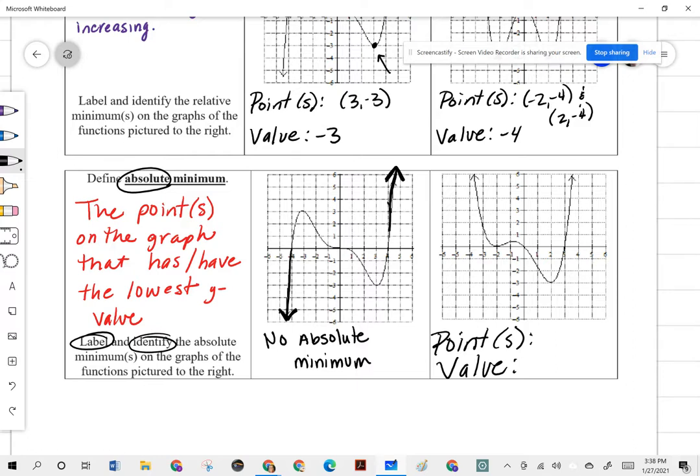So let's take a look over here. This guy right here is the lowest point on the graph. So this point is going to be (2, -3), and the absolute minimum value is -3.